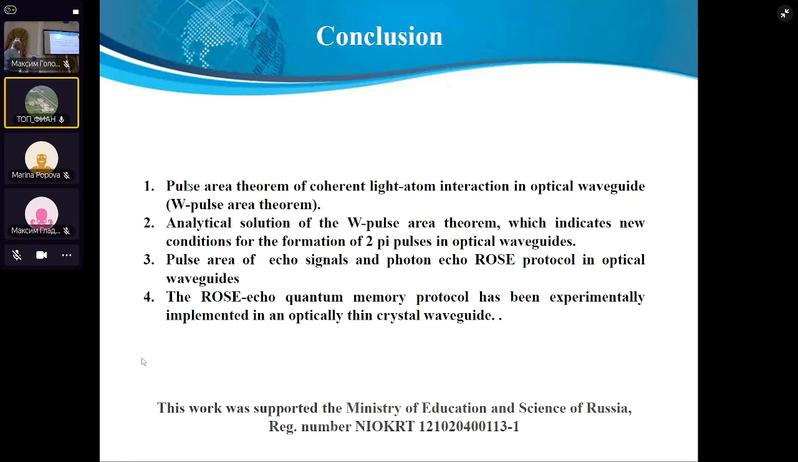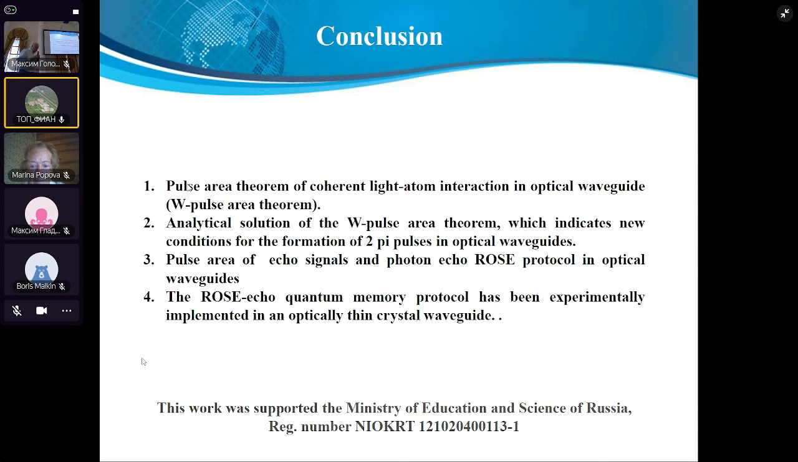I conclude that we derived the pulse area theorem in a waveguide. We also derived these equations for pulse area for photon echo. We formulated pulse area in a waveguide for echo. We applied this technique for the ROSE protocol, and we realized the first experiment in a waveguide for the ROSE protocol.